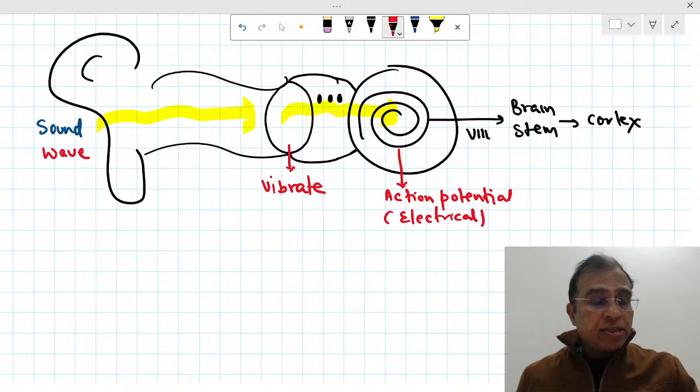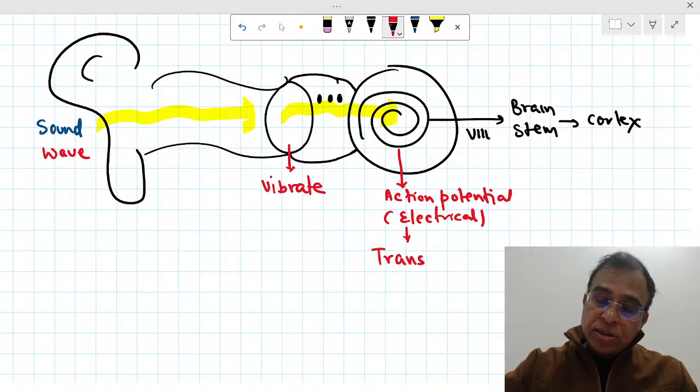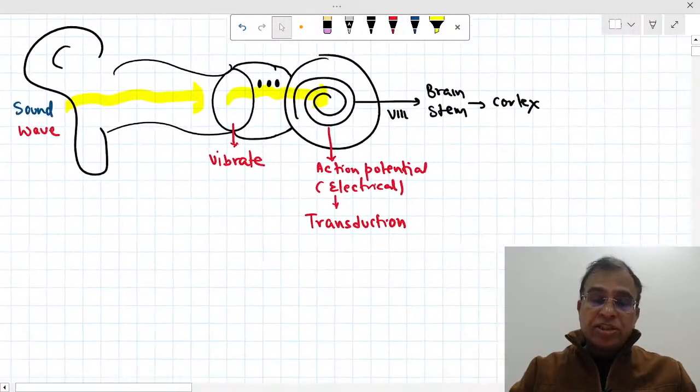The mechanical energy has become electrical energy. And when you change one type of energy into another type of energy, this is called what? This process is called transduction. So, in the inner ear, in the cochlea, what happens to the sound? There is transduction of sound.